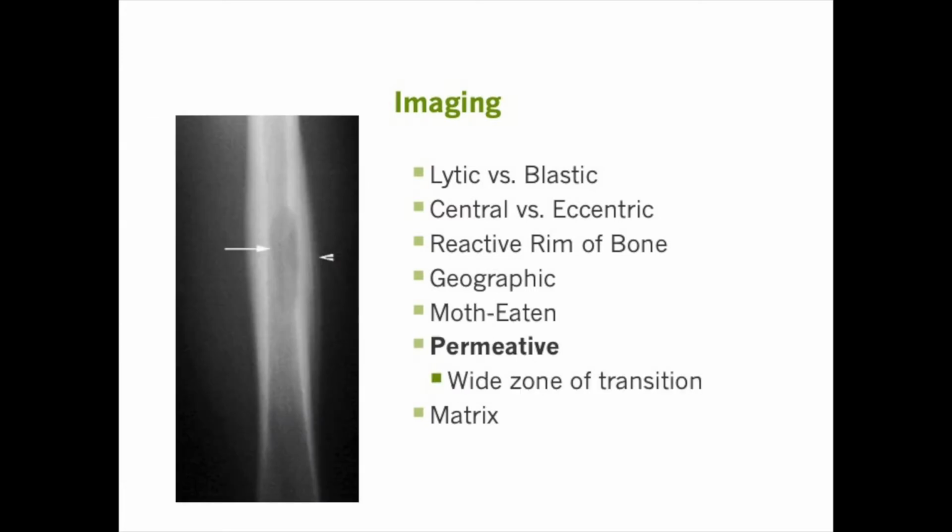The last one is permeative. Again, it's a similar finding, not quite moth-eaten. You do have a lytic lesion here, but you see this big periosteal reaction stretching up and down the entire bone, even though the lesion is very centralized there. So this is a permeative lesion where you don't know exactly where this lesion started and stopped. You can see where perhaps it's the most destructive, but you don't know where all it goes to without further imaging here. So again, this is a wide zone of transition.